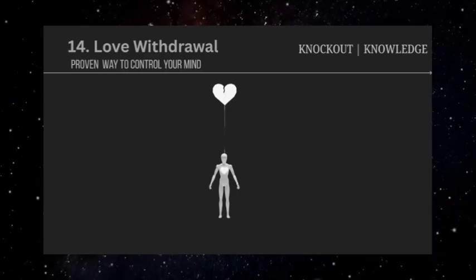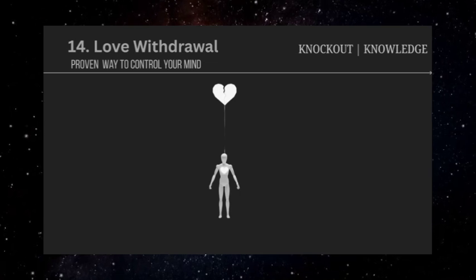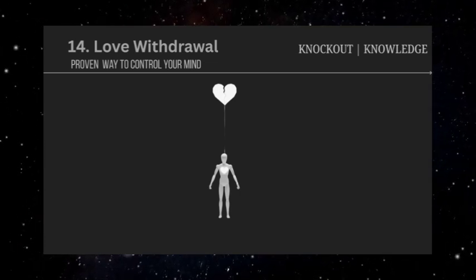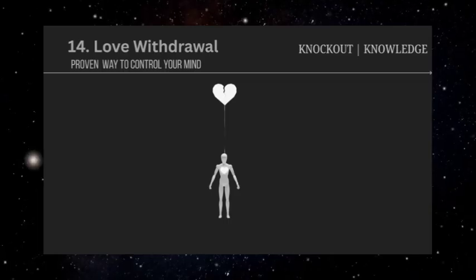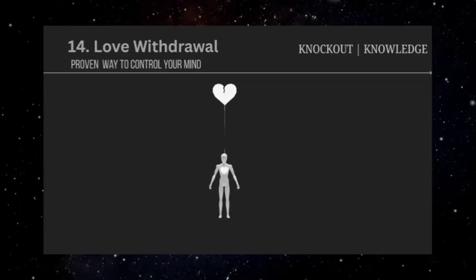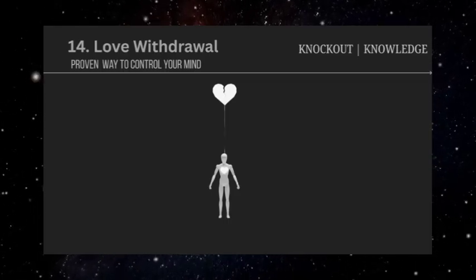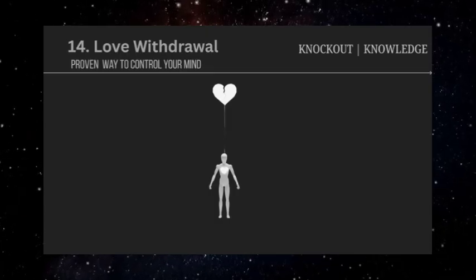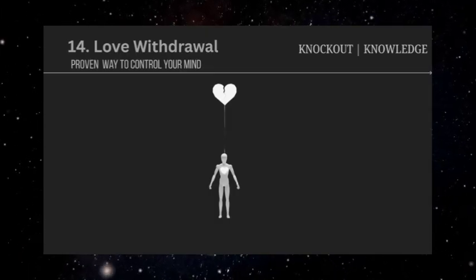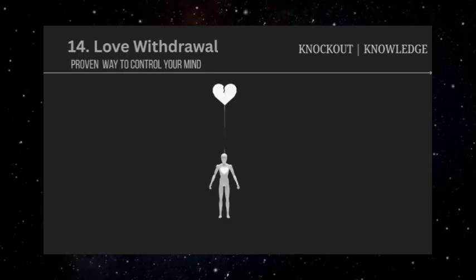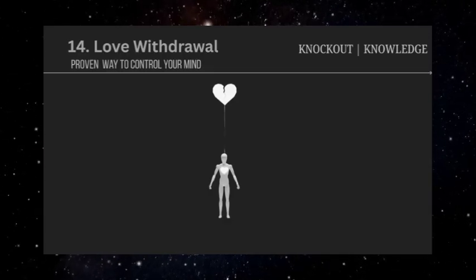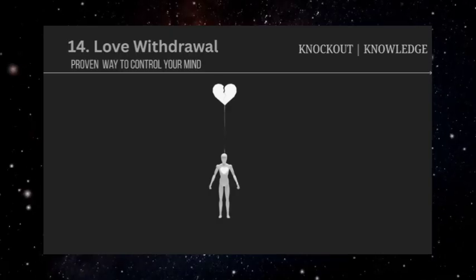The technique works by exploiting our fundamental need for emotional connection and approval, especially from people we care about. When someone we love suddenly becomes cold, distant, or emotionally unavailable, it triggers deep-seated fears of abandonment and rejection. These feelings are often so uncomfortable that we become willing to change our behavior, suppress our needs, or agree to unreasonable demands just to restore the emotional connection.